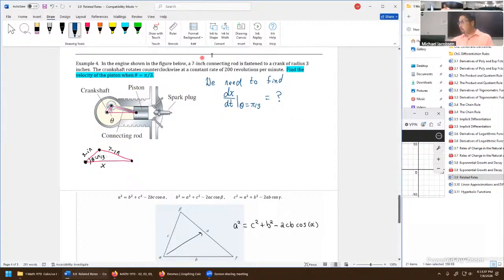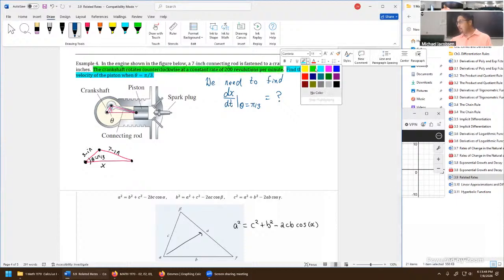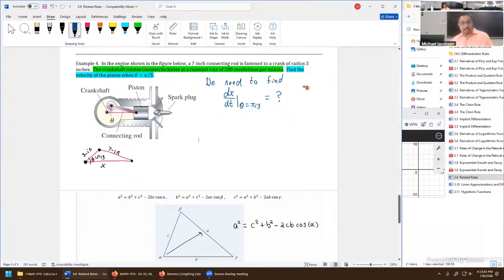So we have a 7-inch connecting rod, crank of radius 3. But here's something interesting. Crankshaft rotates counterclockwise at a constant rate of 200 revolutions per minute. We've never actually used that piece of information yet in this problem. We were talking about how fast is this distance changing, increasing or decreasing, which corresponds to the piston moving to the left and the right at a particular angle. But we never use that. So let's bring in that information there and then proceed to the next part.